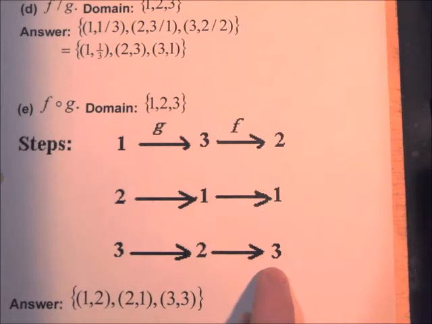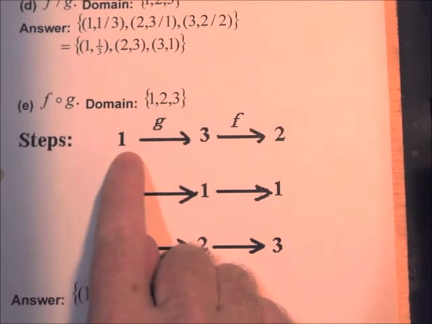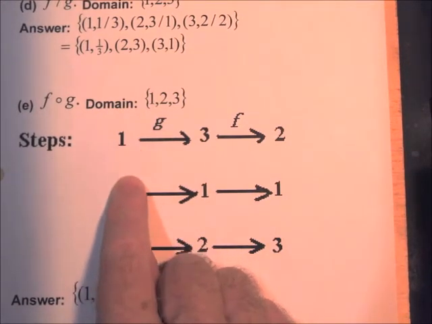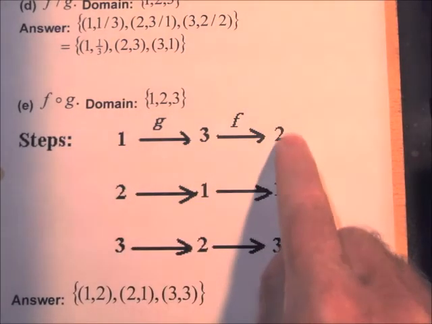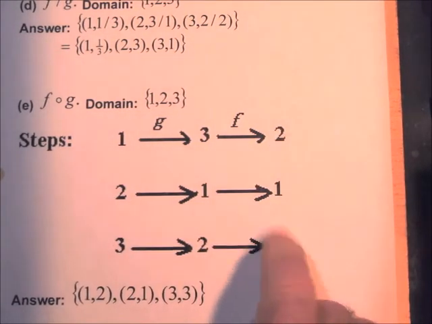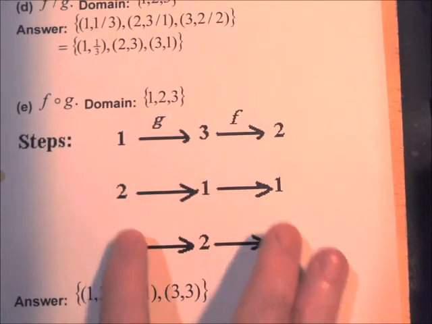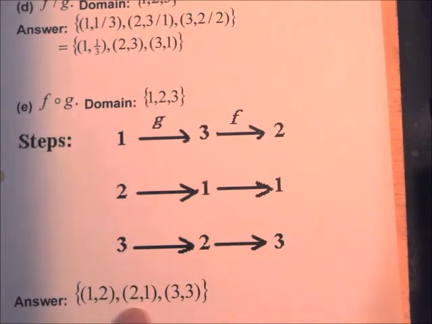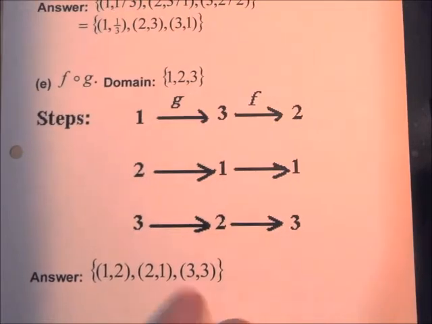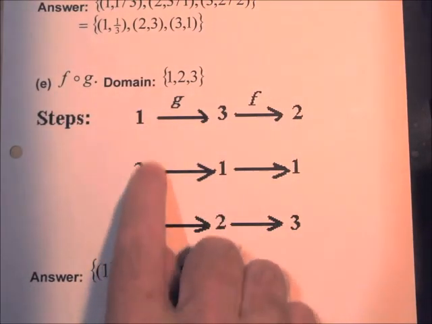So the new function takes the original inputs and puts those with the final outputs. So we have (1, 2), (2, 1), and (3, 3). And that's our new function. Domain would be the original inputs, which is 1, 2, and 3.